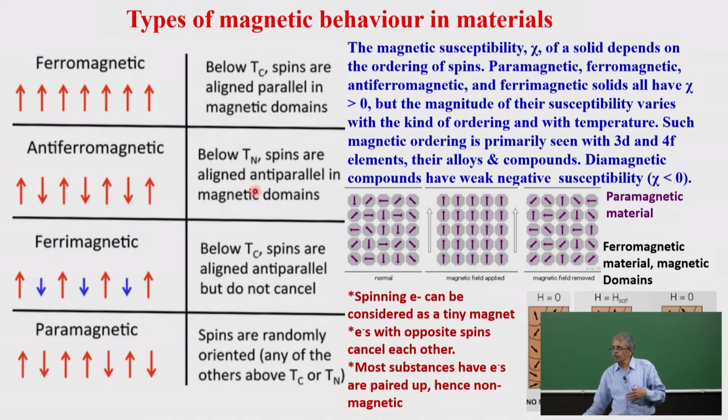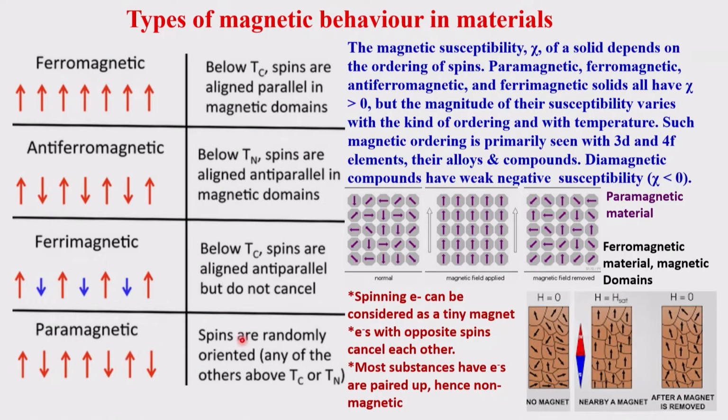Here, the spins are all anti-parallel, so they get cancelled. In another case, the spins are anti-parallel, spins are there, but the cancellation is not 100%. Therefore, you have some ferromagnetic behavior. So, this is what we need to look at.